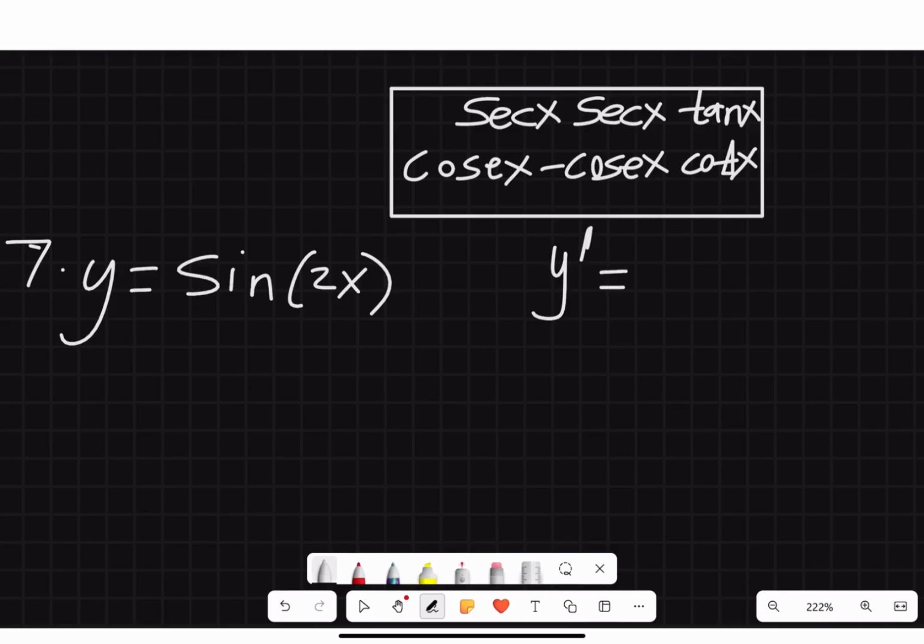is equal to, remember the derivative of sine is cos. So I'm going to say, okay, this will be cos 2x. You still keep the angle, but you always have to multiply by the derivative of this. So the derivative of 2x is 2, right? So I'm going to multiply this by 2.